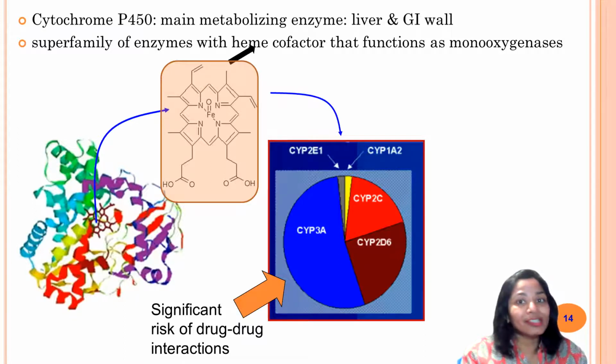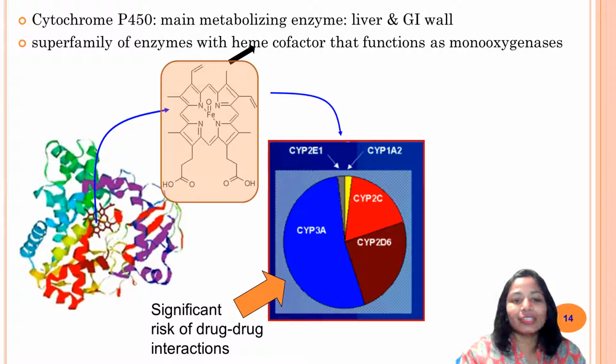It's a superfamily of enzymes, and it has this heme cofactor, which is highlighted over here in the orange, and that functions as a monooxygenase. As we said, it's a superfamily of enzymes. It's not just one single enzyme. That's why all the major components are given over here.